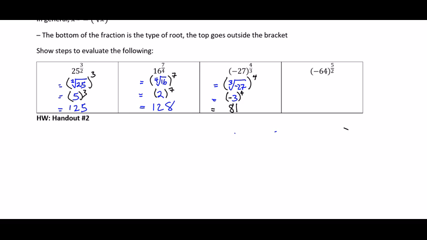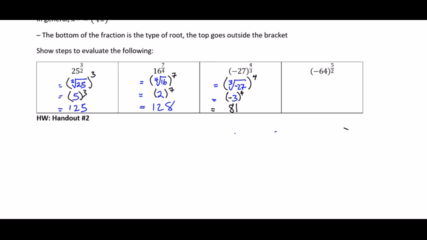You'll notice that we have a negative sign here and we have a positive sign here. The reason why this is positive is because there's an even number on the exponent, and if it's an even number, that means that this final answer should be positive when we multiply it out. Let's go and take a look at the next one here.